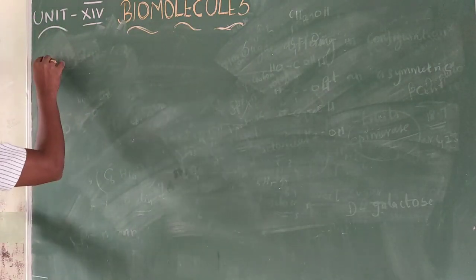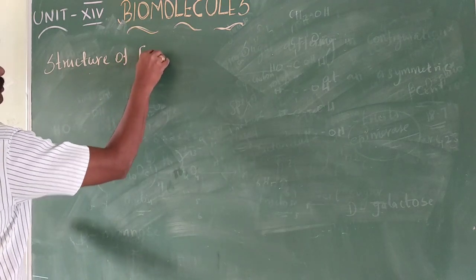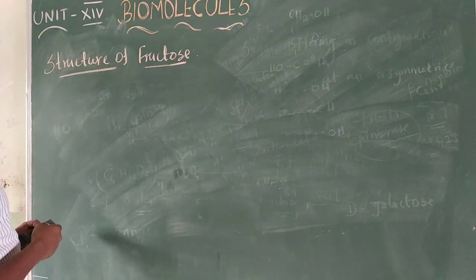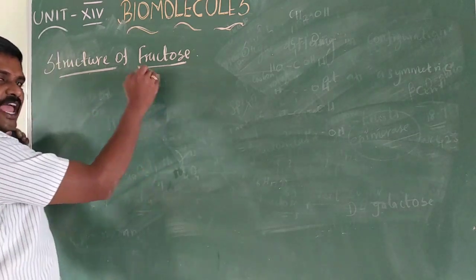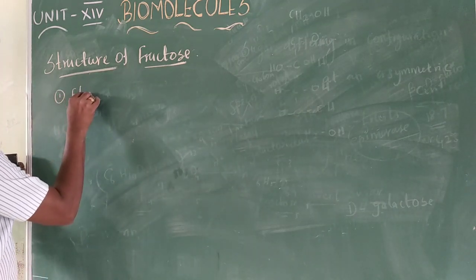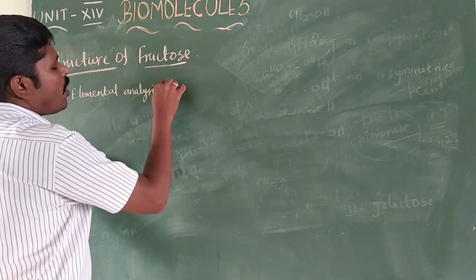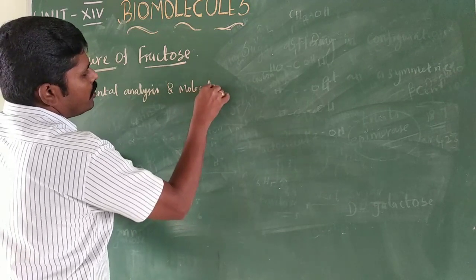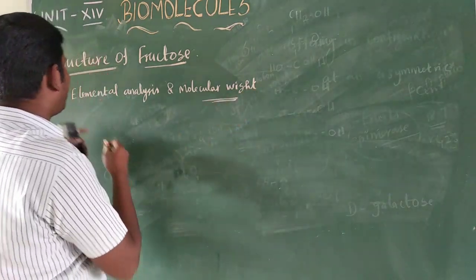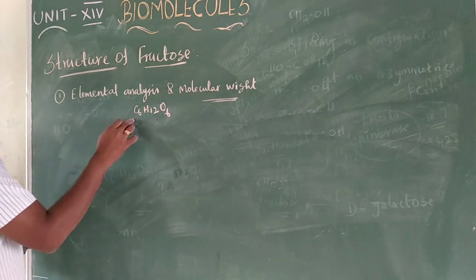The structure of fructose was derived based on the following evidence. The first one is elemental analysis and molecular weight determination, so that the molecular formula of fructose is C6H12O6.